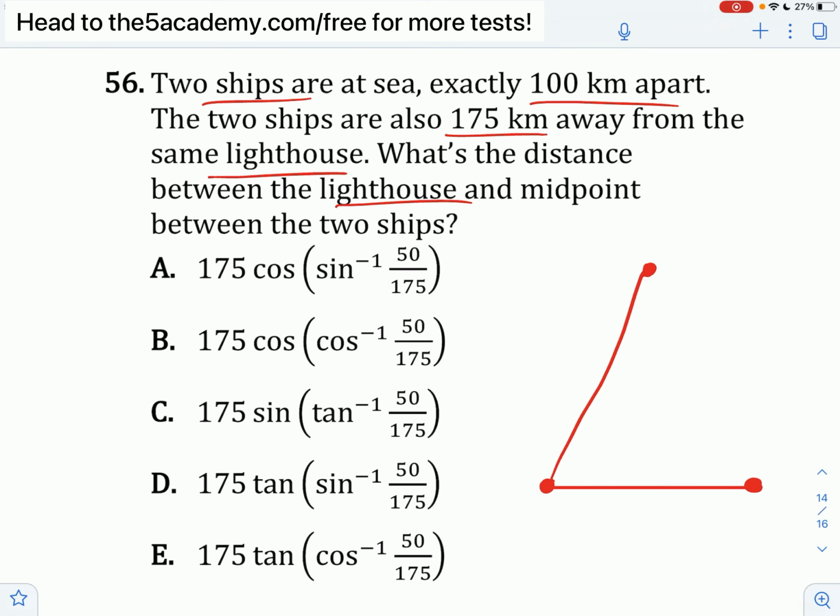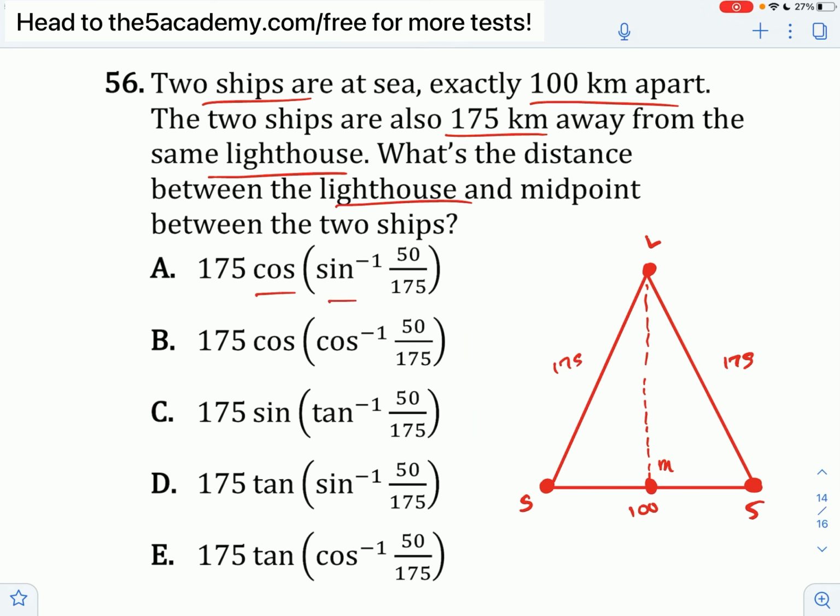So let's label that. We have ship, lighthouse. 175, 175, 100. Okay. We're asked what's the distance between the lighthouse and the midpoint of the 2 ships. This is the midpoint. So how can we solve for this distance right here? You can do it with Pythagorean theorem. Clearly the answer options don't want you to do that. They want you to use sine, cosine, tangent. So what we'll do is we'll use sine, cosine, tangent.